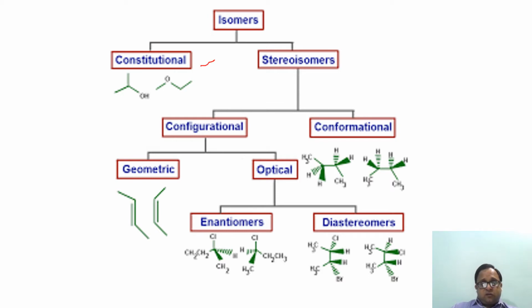Isomers: one is constitutional, another is stereoisomers. Stereoisomers are further classified into conformational and configurational. Configurational isomers are further classified into geometric and optical. Optical are further classified into enantiomers and diastereomers.